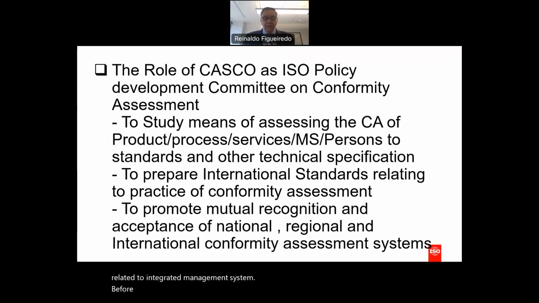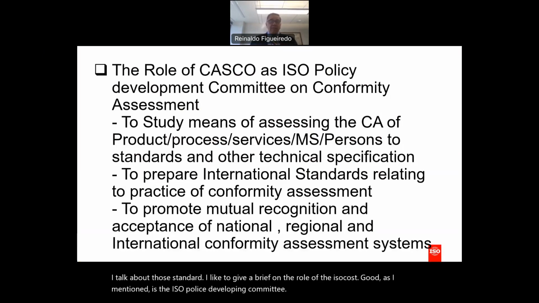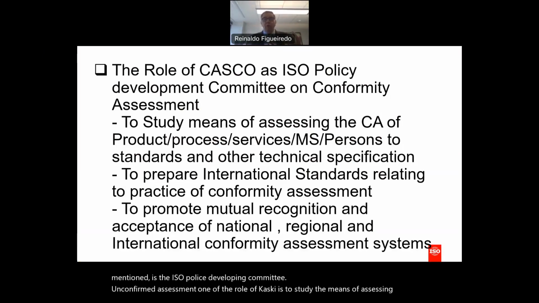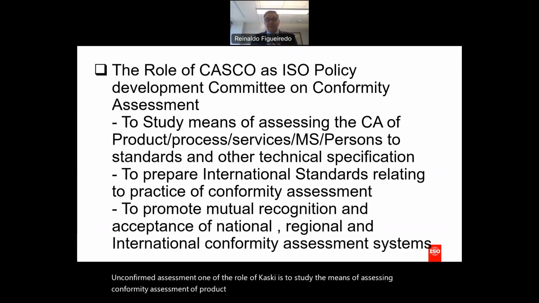Before I talk about those standards, I'd like to give you a brief on the role of ISO CASCO. As I mentioned, it is the ISO policy development committee on conformity assessment. One of the roles of CASCO is to study the means of assessing conformity of products, processes, and services, like your cell phone. For you to use it, it's been tested many times, and it also has a certification.